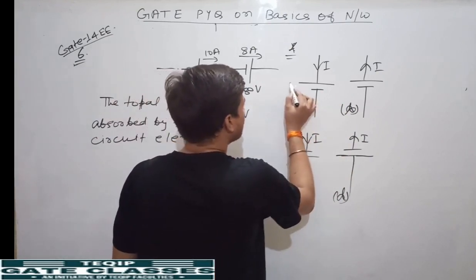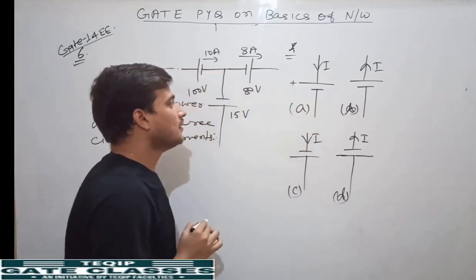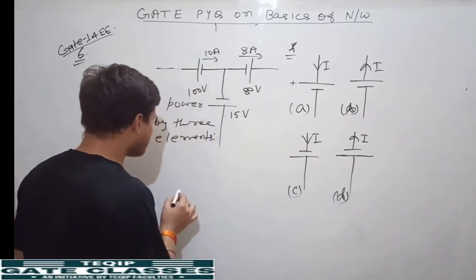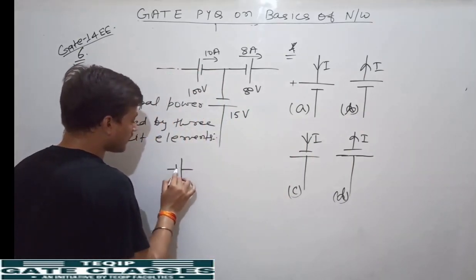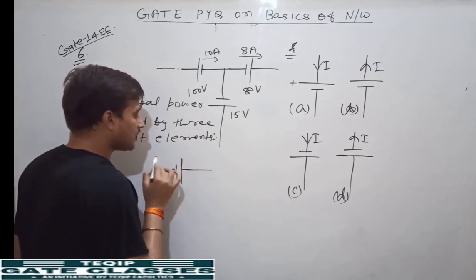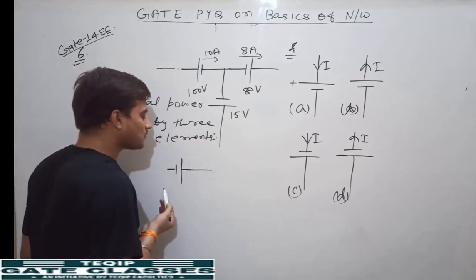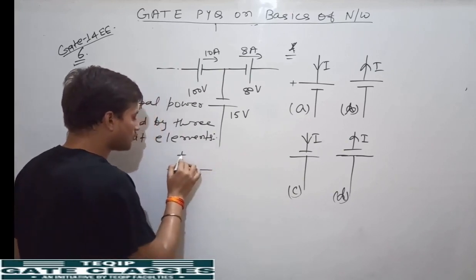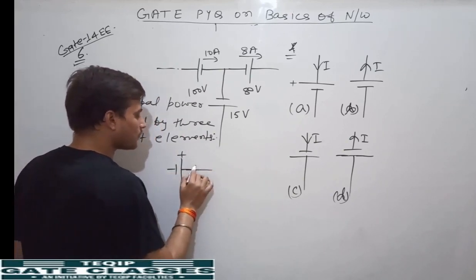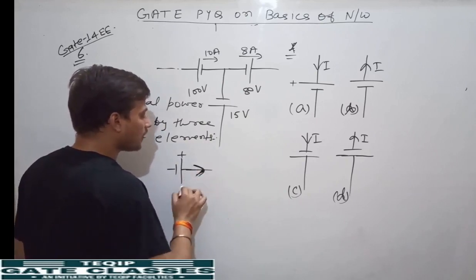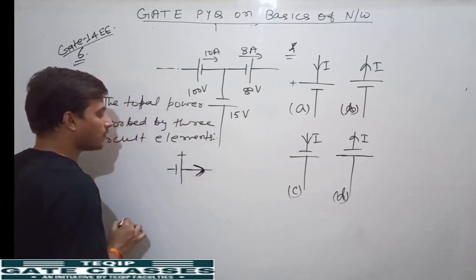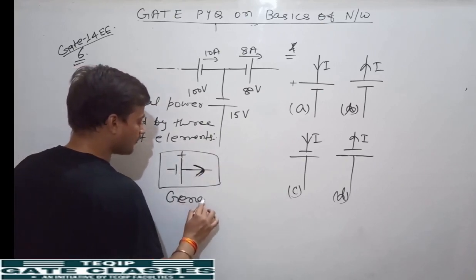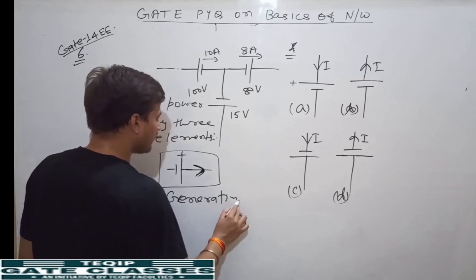See, this is the positive terminal of the battery. Now if you are having a generator, and the generator is generating some power, what does that mean? It means that through the positive terminal of the generator, the direction of current is outward. Then you can say that the generator is generating the power.